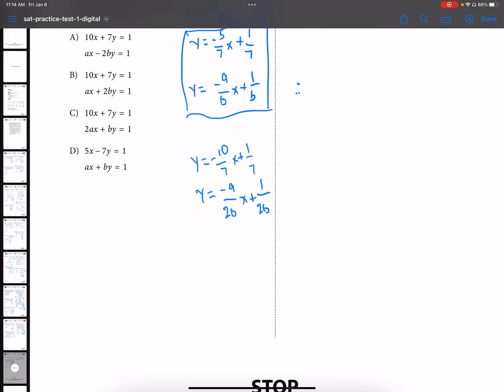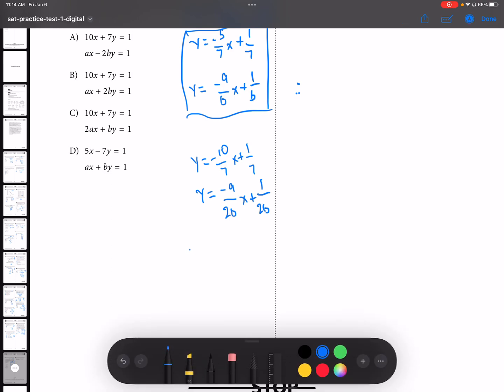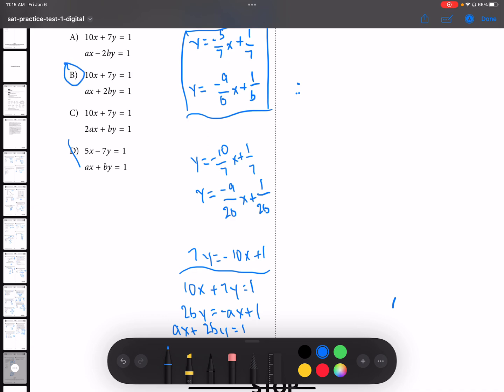But because we have to write them in standard form, I'm going to multiply this equation by 7. So 7y is equal to minus 10x plus 1. So 10x plus 7y is equal to 1. And then D is definitely not the answer. And then we are left with this. We're multiplying by 2b: 2by is equal to minus ax plus 1. So ax plus 2by is equal to 1. That means B should be the answer. It matches this description exactly.